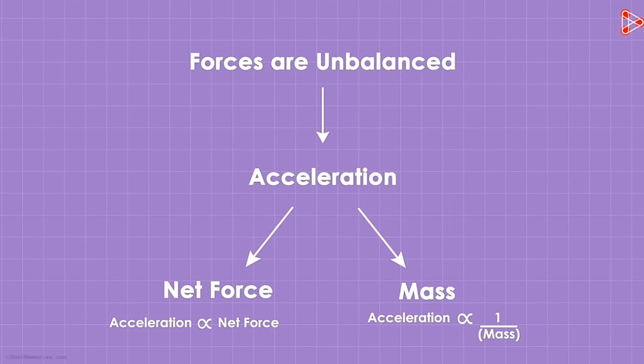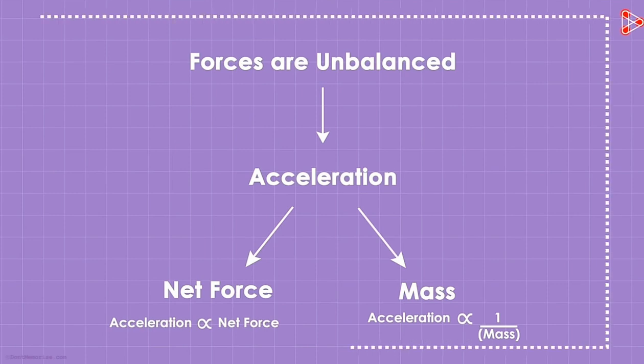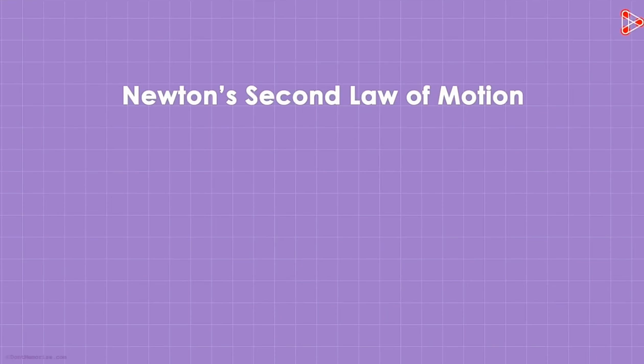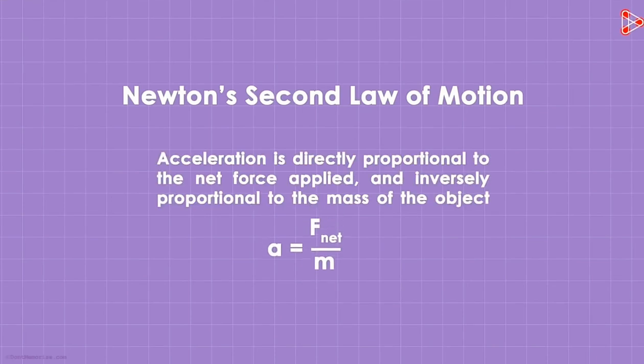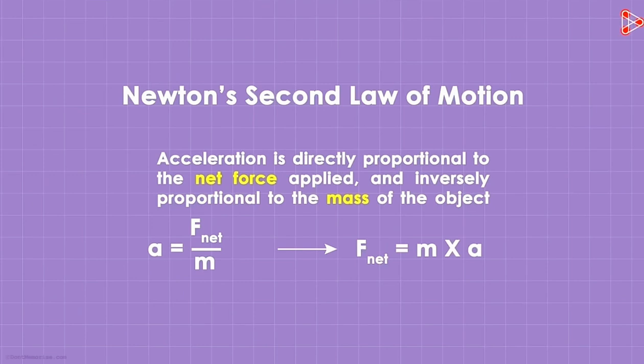If you understand this concept well, then understanding the second law of motion will be very easy. Mathematically, it can be written like this. In simple terms, the acceleration is directly proportional to the net force applied and inversely proportional to the mass of the object. That's the second law. Or as more people understand it, like this: the net force is the product of mass and acceleration.